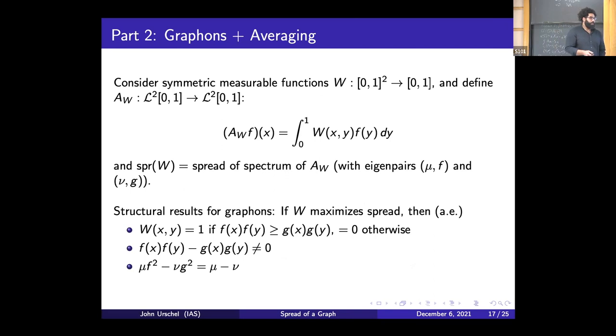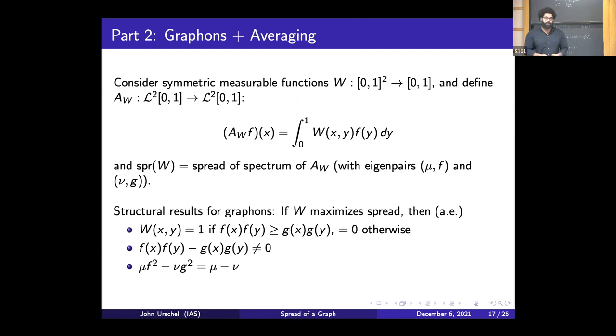Okay, so now let's move on to the Graphon setting. So here we have symmetric measurable functions W, which go from the unit square to the interval [0, 1]. Intuitively, I would like you to think about this function as really imagining an adjacency matrix where you have ones in some subregion and zeros everywhere else. And if you think about it for a second, it should be fairly straightforward that if you're maximizing the generalized notion of spread here, you really want either 0 or 1, and not values in between.